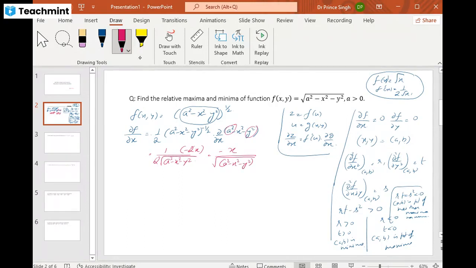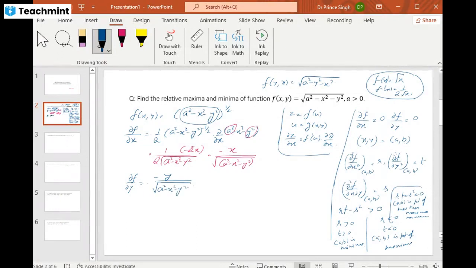So this is the value of ∂f/∂x. Now we are going to calculate ∂f/∂y. Because you can see here, if I interchange x with y, your function remains the same, a² − y² − x². So what is ∂f/∂y? Simply interchange x with y. So this is −y upon the square root of a² − x² − y².